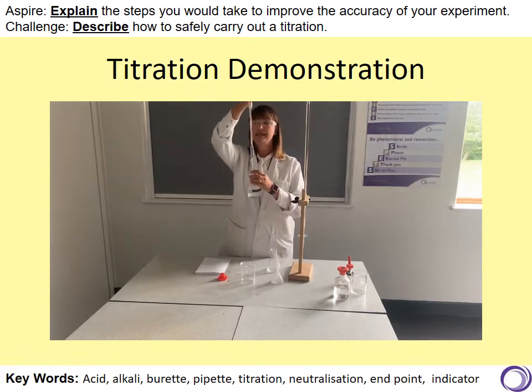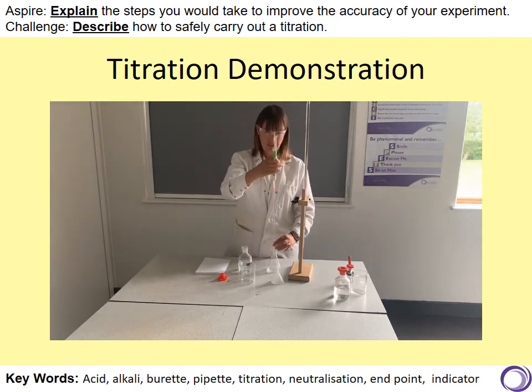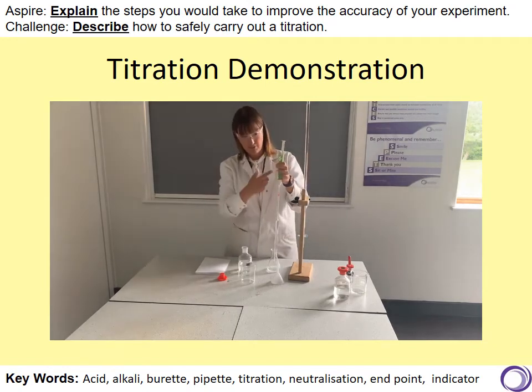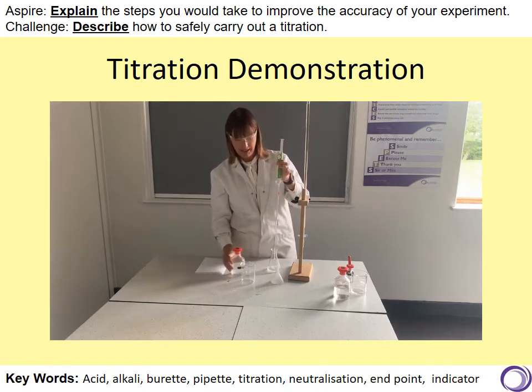And again, I need to get this to eye level so that the bottom of the meniscus is just on the line of the pipette. And then I'll add that to my flask. Don't push that down. There's something on the side, a little lever on the side that will allow you to empty the pipette.